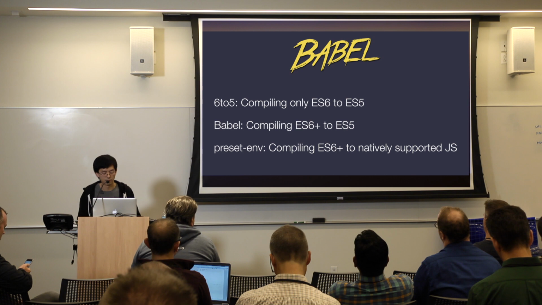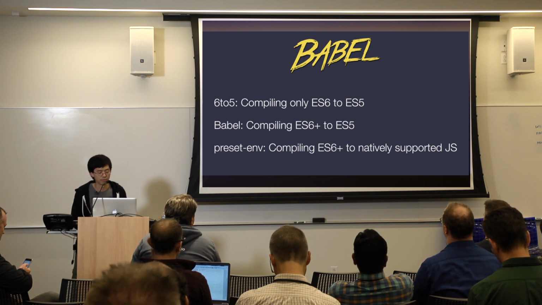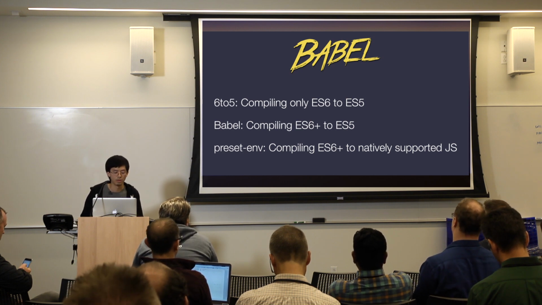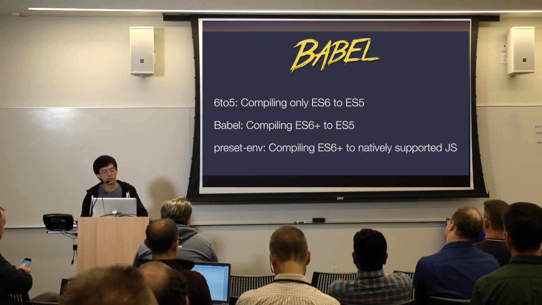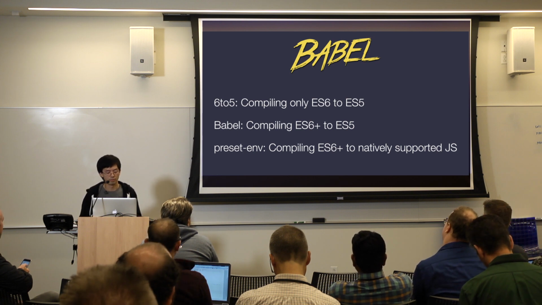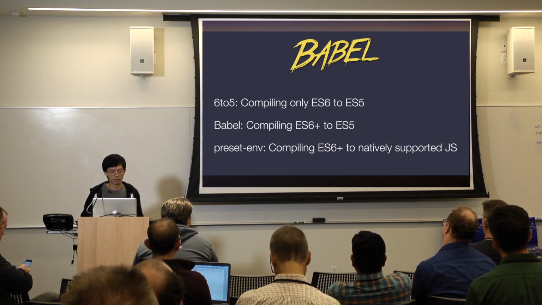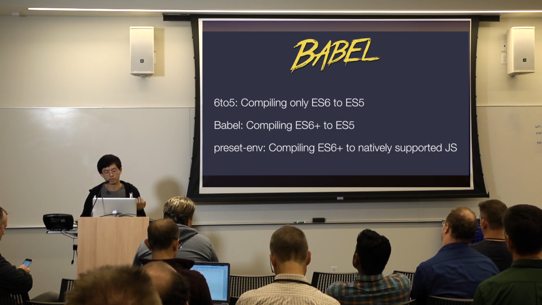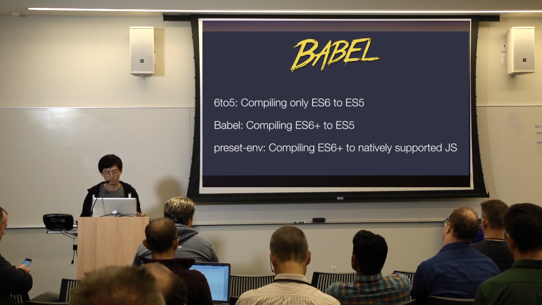So Babel, it used to be 6 to 5, right? It converted ES6 to ES5, but now it converts everything above ES6 to ES5, and then with preset-env, we can change both parameters. It can compile anything in ES6 and above to something that's native.